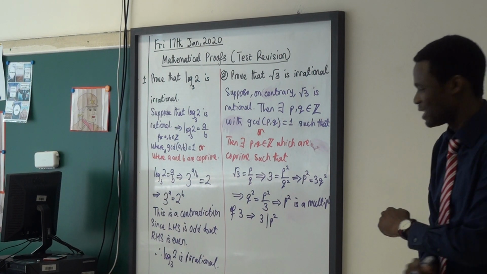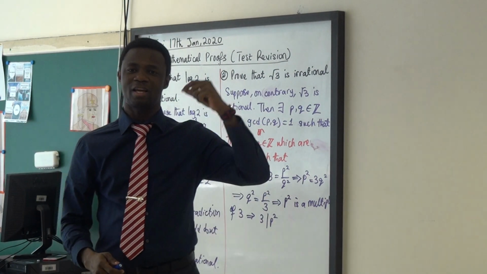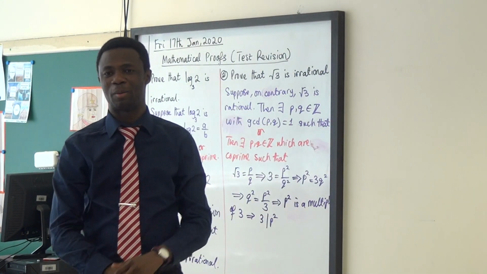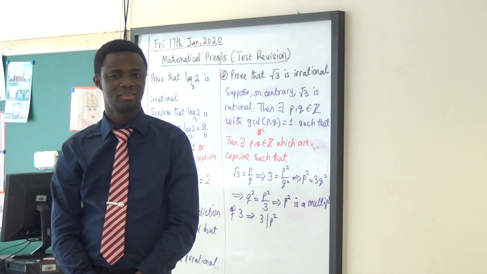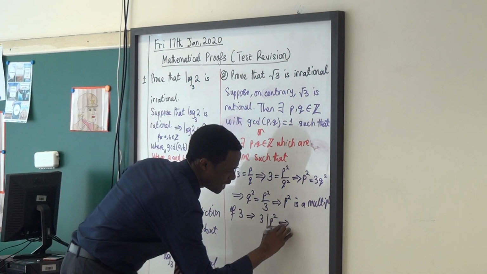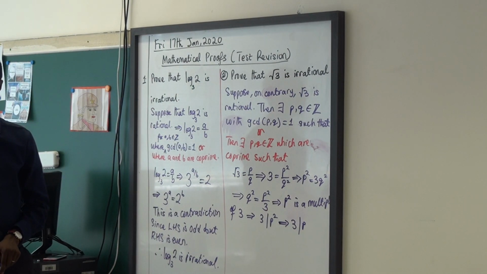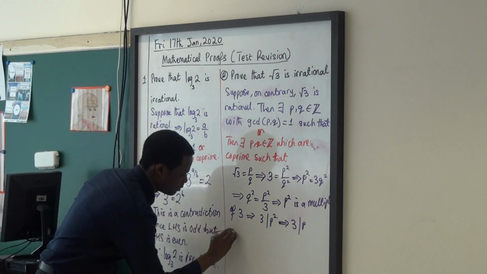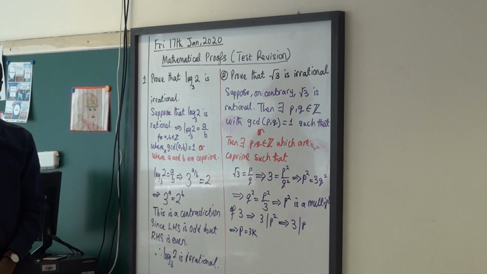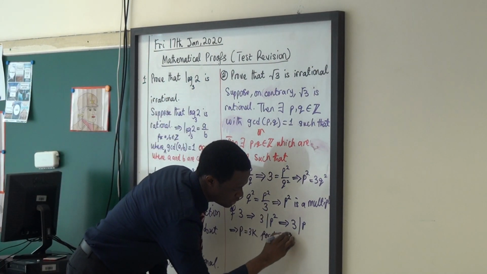Does that make sense? So the fact that, it's actually a theorem. If a prime number divides a square, then the prime number divides the square root of that number. Maybe I should put that in my test question. Just kidding. So this implies that 3 must divide P. And the implication of this is that P can be written as 3K, for some K in Z.